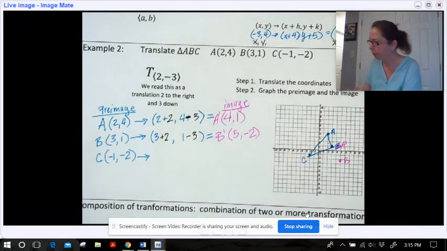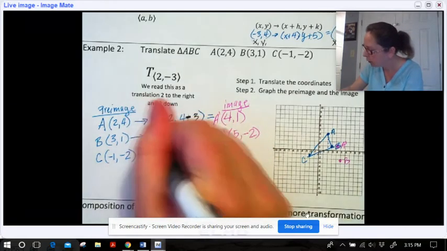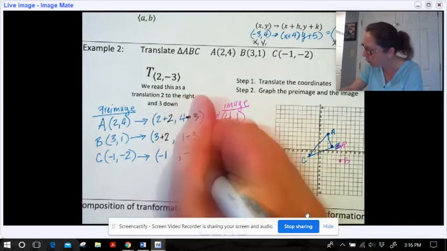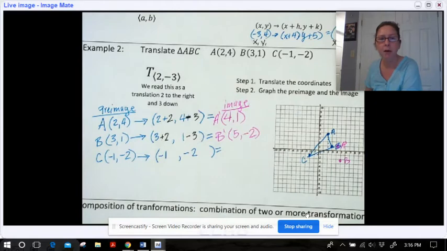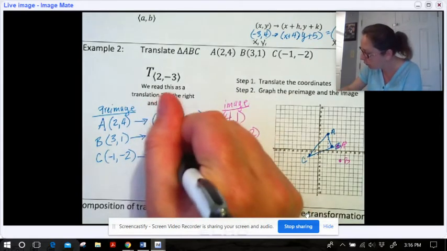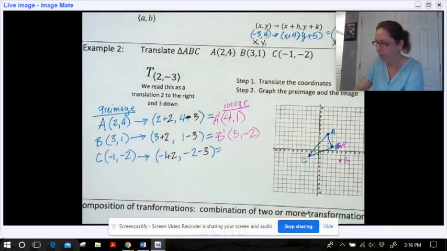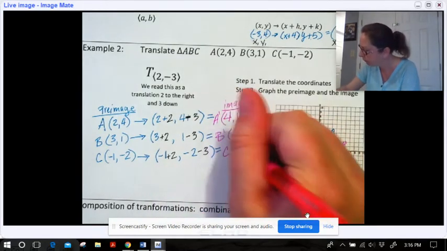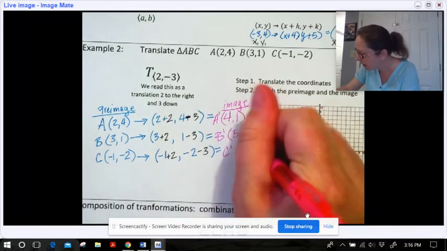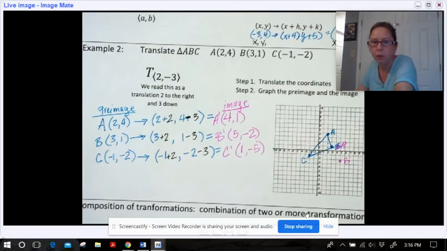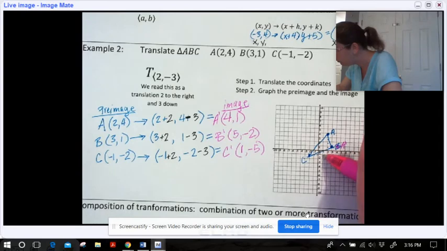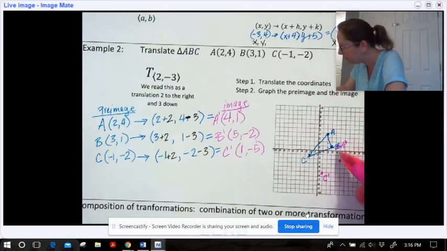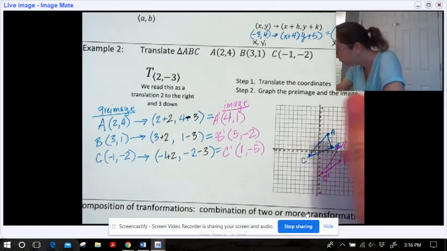And that's point B prime. Now let's do point C. -1 was the x value, -2 was the y value. I'm going to apply my vector, which is +2 to the x, -3 to the y, and that will give me C prime. So -1 plus 2 is just a 1. -2 minus 3 is -5. And then let's plot this point. So I am going to go +1 and down 5. 1, 2, 3, 4, 5. And if my eyes are working right for me, make sure that I got my prime symbols here. And now I'm going to draw my image.